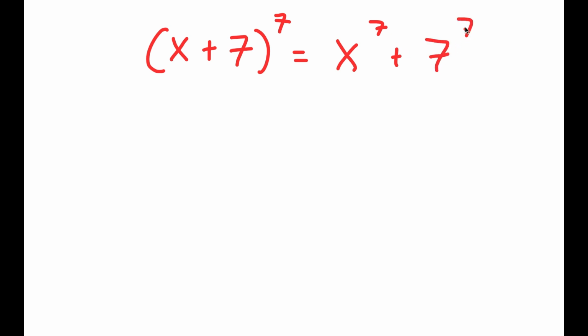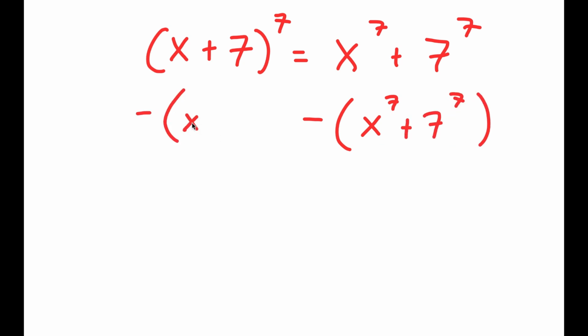Alright, so in this video, I'm going to solve the equation (x + 7)^7 = x^7 + 7^7. Now, to solve this, I'm actually going to first start by subtracting x^7 + 7^7 on both sides.